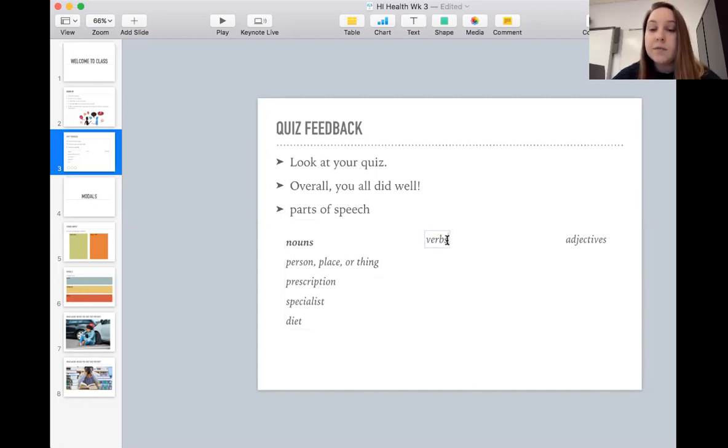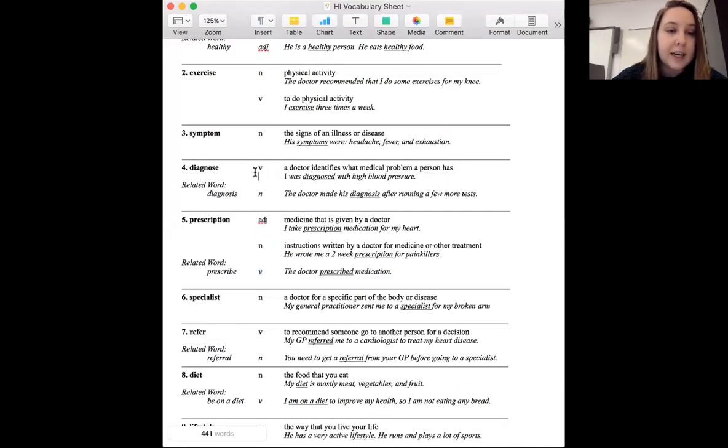The next one is a verb. Verbs are the action words. So things like run, jump, swim, those are all verbs. So if we look at our vocabulary sheet, anywhere you see a V, that is going to be a verb. So we see diagnose is a verb. Exercise is a verb. Refer, verb.